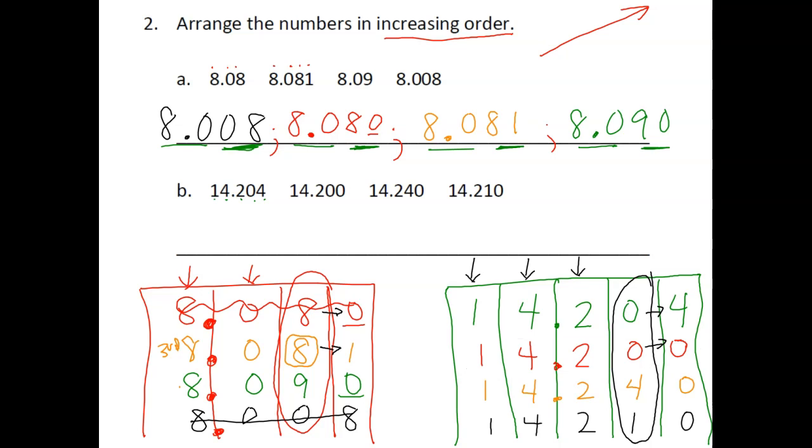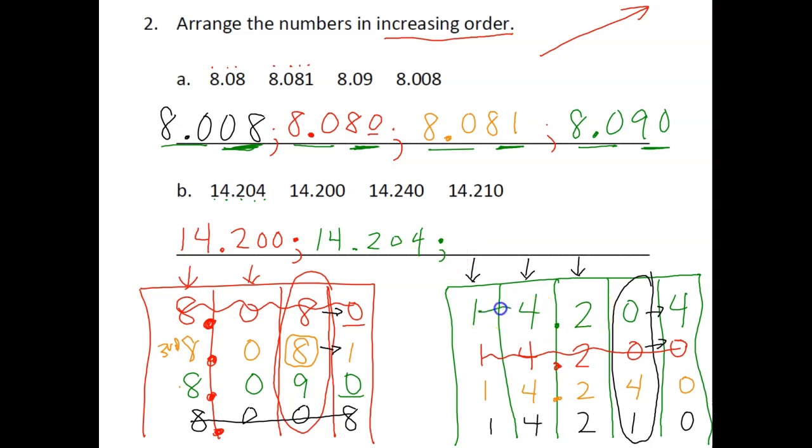I'll block that off. But my smallest number is going to be that red number, which is 14 and 200 thousandths. Next is going to be my other number that had a 0 in the hundredths place, which is my 14 and 204 thousandths.